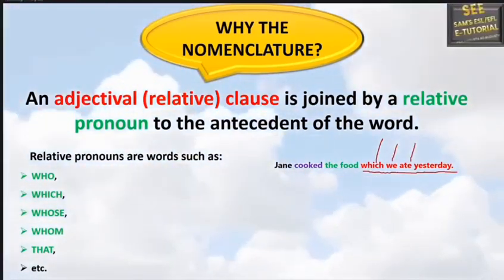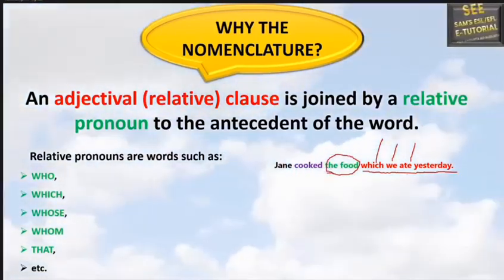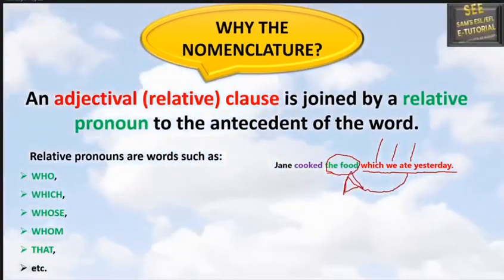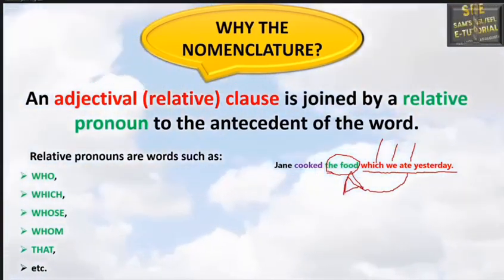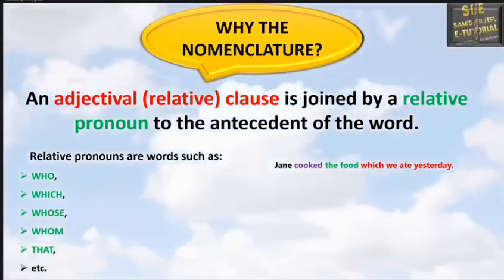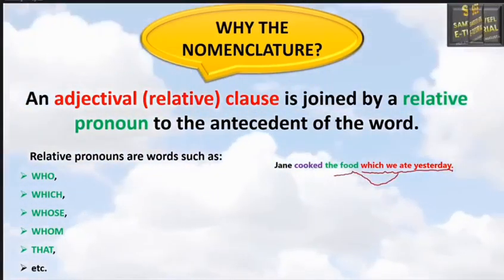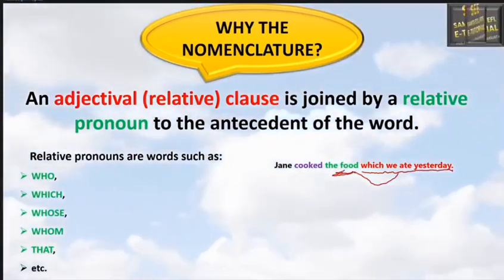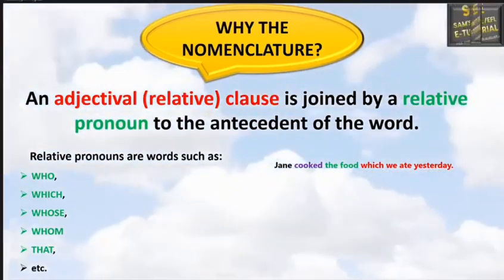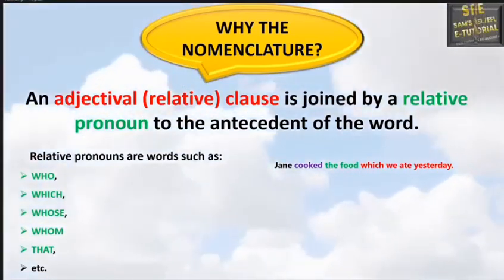The whole of this clause modifies the noun here. The entire group of words refers to the noun, the food. I hope this is clear. As a result, we refer to it as an adjectival clause because it performs this function of modifying a noun. An adjective modifies a noun, so an adjectival clause modifies a noun. Can you see that? An adjectival clause will always modify a noun. So the entire group of words, which we ate yesterday, makes reference to the noun, food.